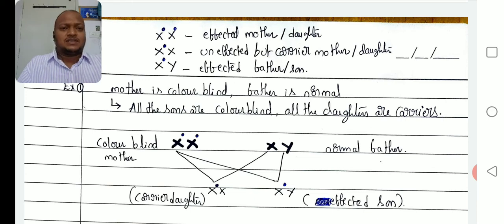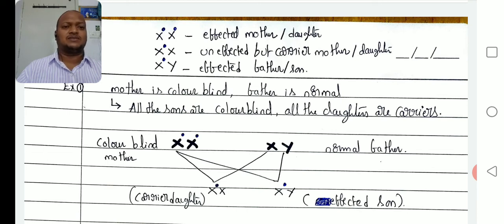First one, example one. Mother is colorblind, father is normal. Then what type of progenies are formed? Mother is colorblind means X^c X^c. Father is normal means XY, obviously. So what type of progenies are formed? Mother colorblind X^c X^c.